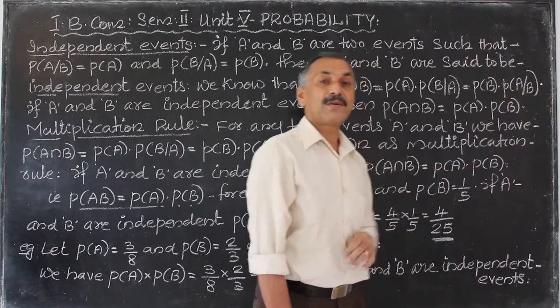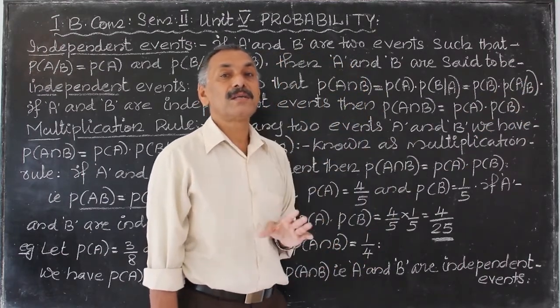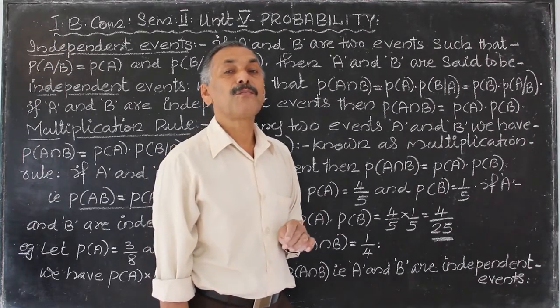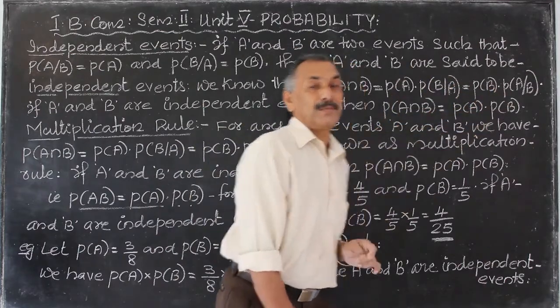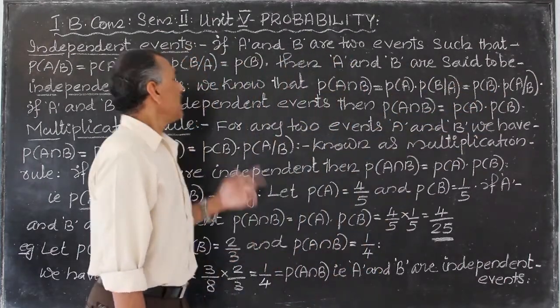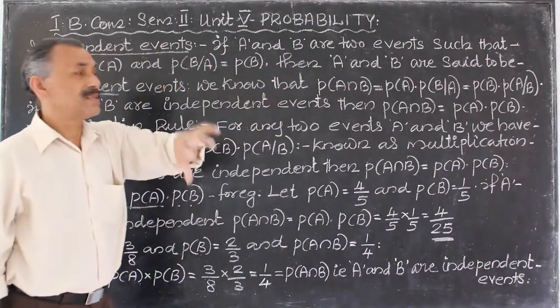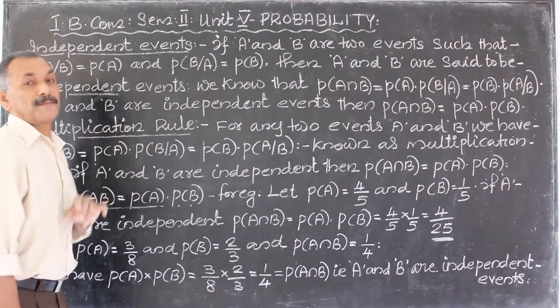Conditional probability of A given B. That is, A and B occurring probability, P of A intersection B, is P of A into P of B given A, or P of B into P of A given B. See? And again, if A and B are two events such that the probability of A given B is equal to P of A.